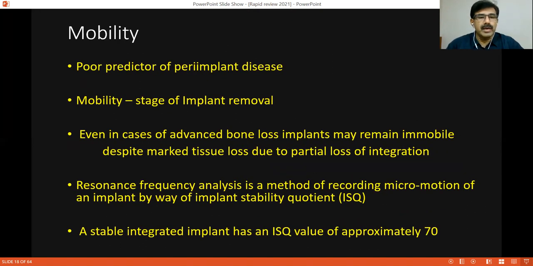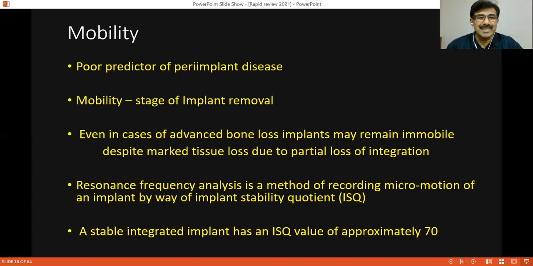Mobility. Now, if your implant is mobile, that means it's a failed implant. So you can remove that implant and then you can place a new implant. But one thing when you look is, even if you take a radiograph and find that one or two threads of the implant are exposed, there is bone loss. But in spite of that, the implant may not be mobile and it may be in full function. So once an implant is mobile, it is lost.